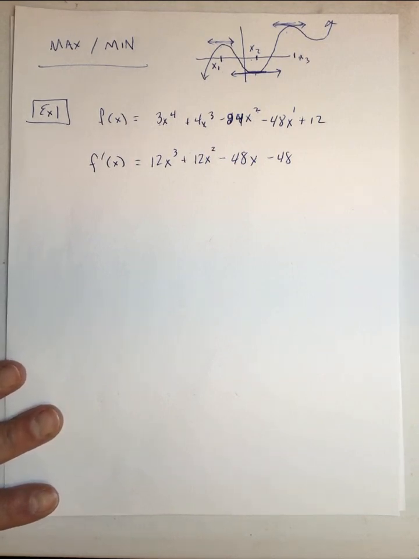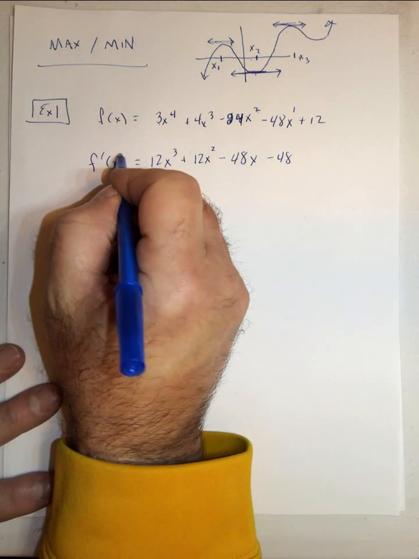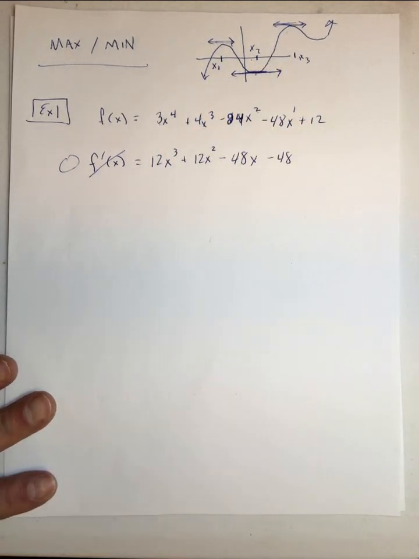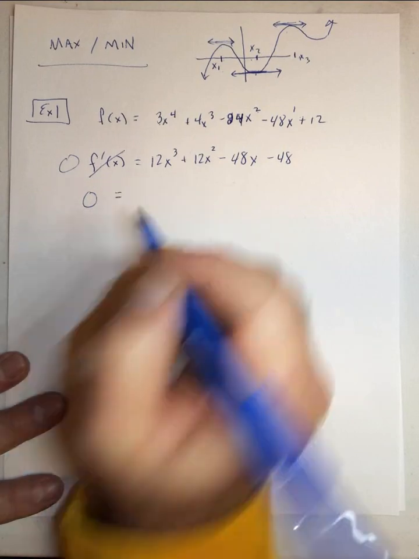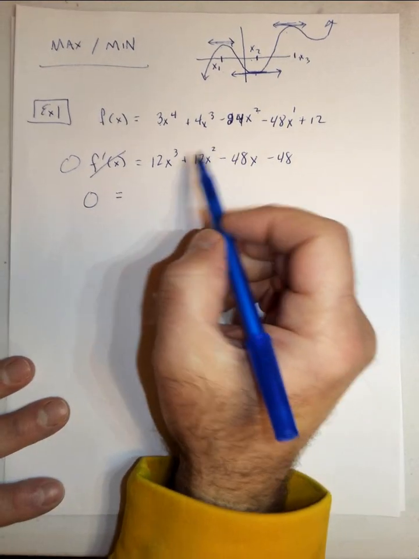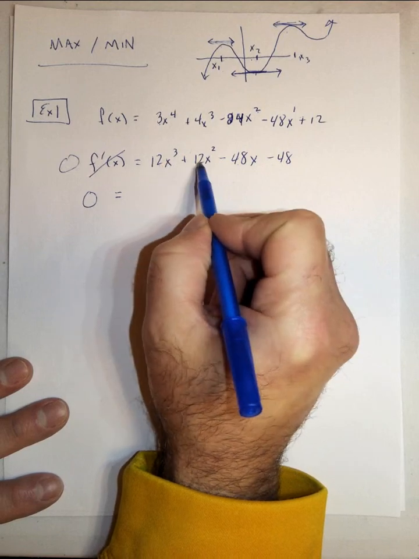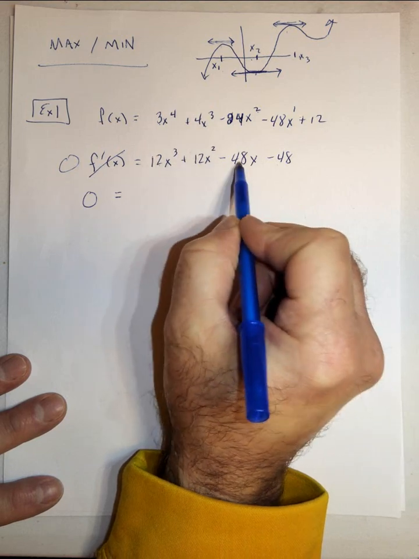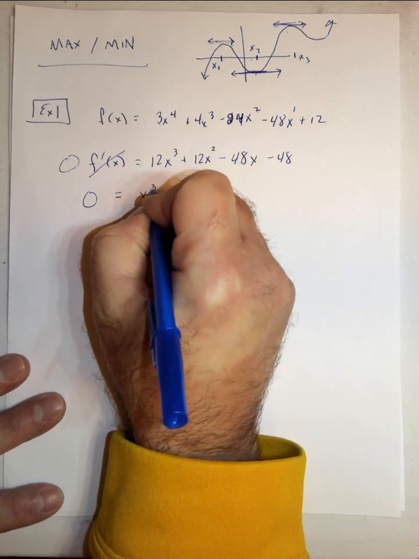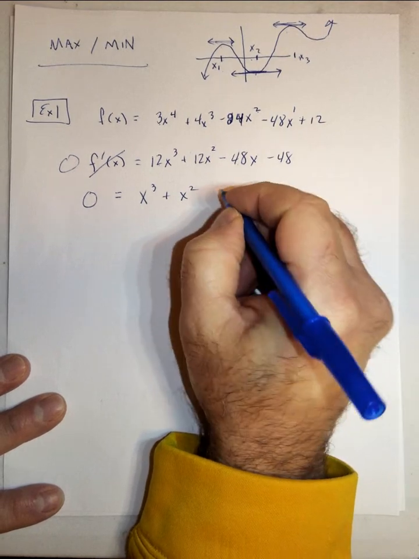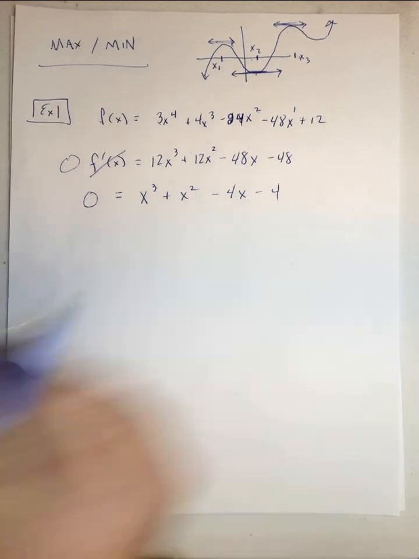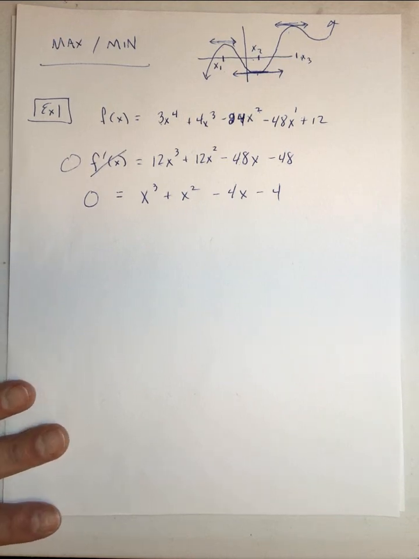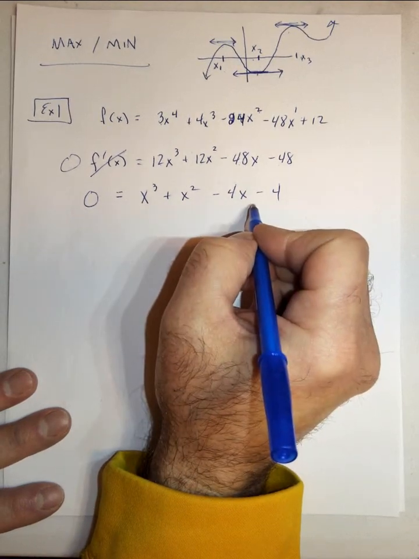And then what we need to do is to take our derivative function and set it equal to 0, so that we can find the places where the tangent line is horizontal. Okay, so now it's a question of solving this polynomial, and we notice that every single one of these coefficients is a multiple of 12, so I'm just going to divide everything by 12 to make it easier. So we have x cubed plus x squared minus 4x minus 4, and then we have to summon our algebraic powers, and what we see is this can be factored.